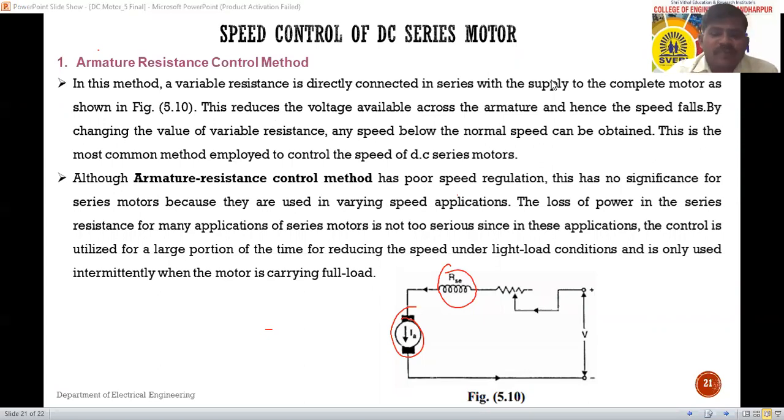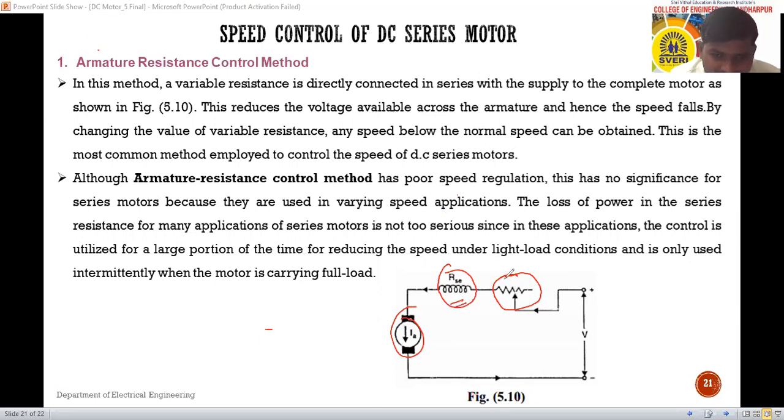In this type of speed control, we are just inserting a variable resistance in series with the armature. Now, whether it is connected in series with the armature or in series with the field winding, both are the same. See here, the resistance can be inserted in series with the armature or field. So see here, the armature is there in the case of a series motor, so the field is also there.